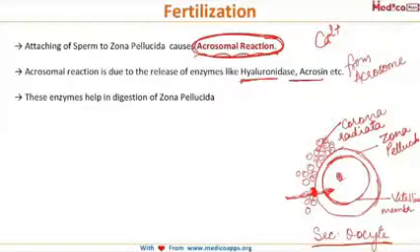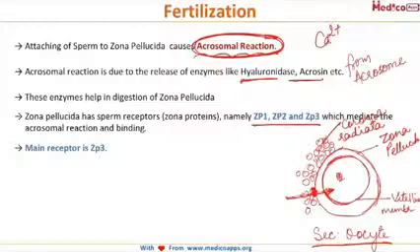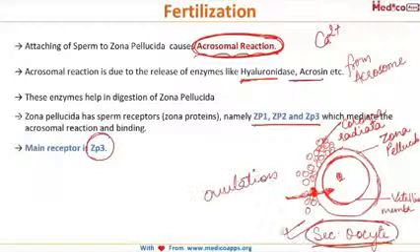Now, this binding of the sperms to the zona pellucida and the acrosomal reaction, all this is mediated by the sperm receptors present on the zona pellucida, which are also called zona proteins, named ZP1, ZP2 and ZP3. And among these, ZP3 is the main receptor mediating the acrosomal reaction. Now, I am always talking of the secondary oocyte here because remember, this is the stage in which the ovulation occurs.